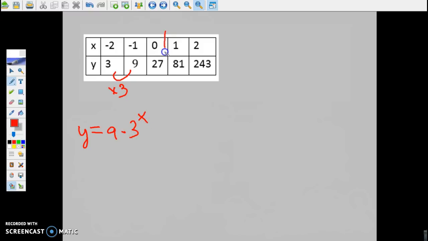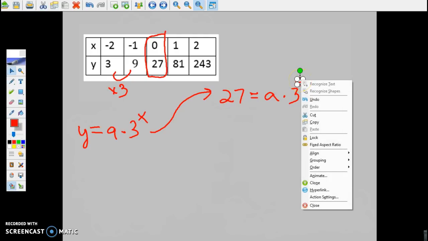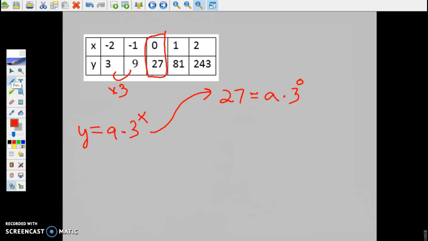And then we look for when x is 0, what's y? So because x is 0 and y is 27, our equation goes from this to 27, because 27 is y, equals, we don't know what a is, times 3, because that's our multiplier, and then x is 0, so 3 to the 0 power. Now we're solving for a. So you have 27 equals a times 3 to the 0 power is 1.